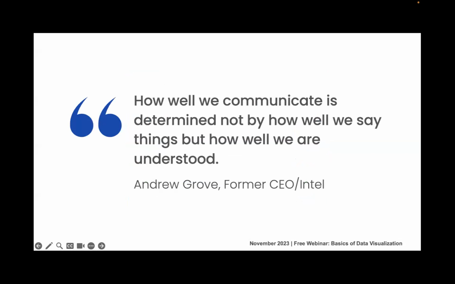Andy Grove, CEO of Intel, well said. He said, the communication is not about what we say, it's about how well we are understood. I believe his comment is very true when it comes to data visualization.